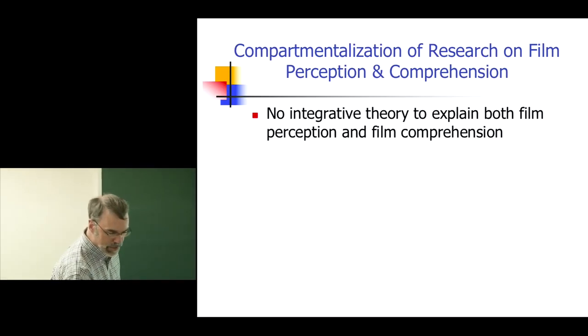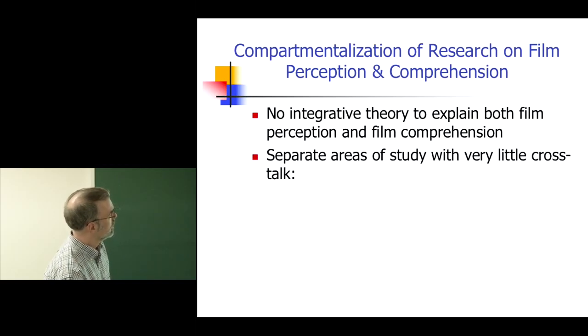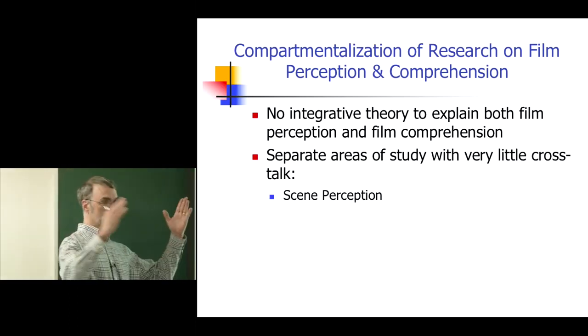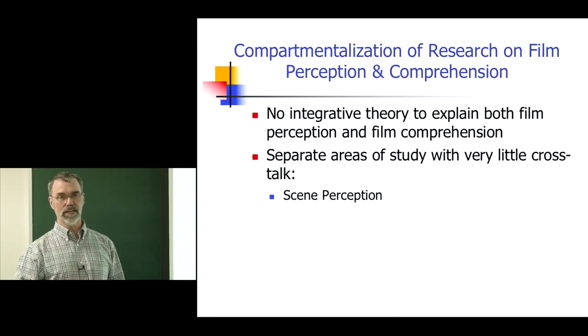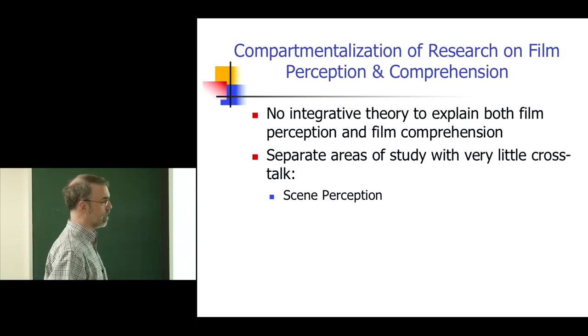That's because there are separate areas of research that have been done, and the people in these areas tend not to talk to each other very much. These three areas of research are, first, scene perception. In scene perception, people study perception of scenes, like a photograph or video of this room right now. We could flash it to somebody and ask them, what is it? And they could say, it's a classroom, and identify that very quickly. That would be scene perception.